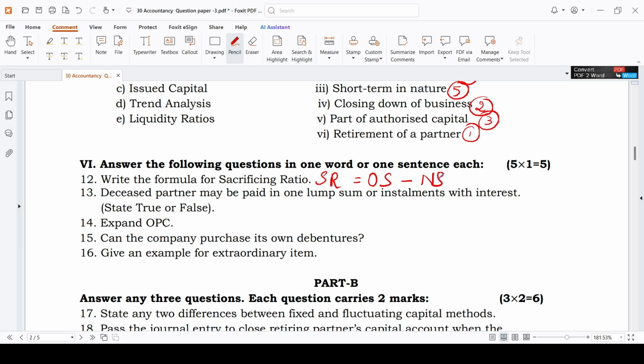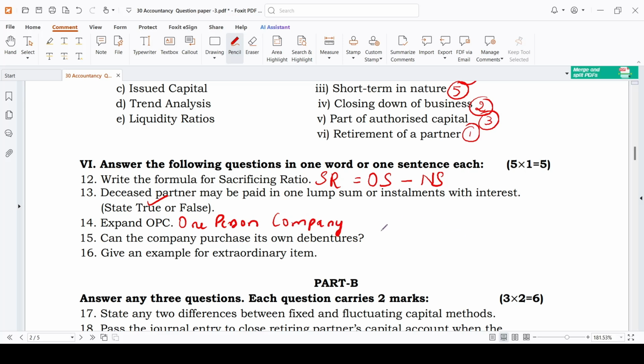Deceased partner may be paid in one lump sum or installments with interest. He can be paid either in one lump sum or in installments. That is true. Expand OPC. OPC stands for one person company.